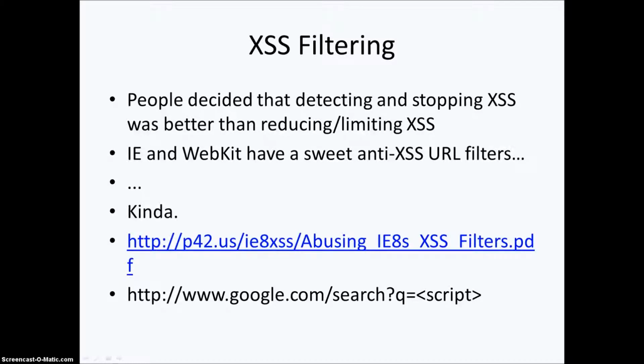Right, cross-site scripting filtering. So at some point, people decided that detecting and stopping cross-site scripting was way better than reducing or limiting the effects of it. So in 2008, David Ross of Microsoft announced the inclusion of cross-site scripting detection logic in Internet Explorer 8. And a few months later, Adam Barth implemented a very similar feature into WebKit. Basically what these features do is scan the URL for strings and then compare those strings to strings on the page or strings that are being passed to document.write.